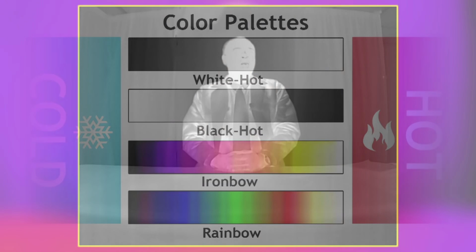Third bar is labeled Iron Bow and shows a spectrum of colors from black to purple, pink, red, orange, yellow, and white. The bottom bar is labeled Rainbow and shows the visible light spectrum of colors from black to brown, purple, blue, green, red, orange, yellow, and white.